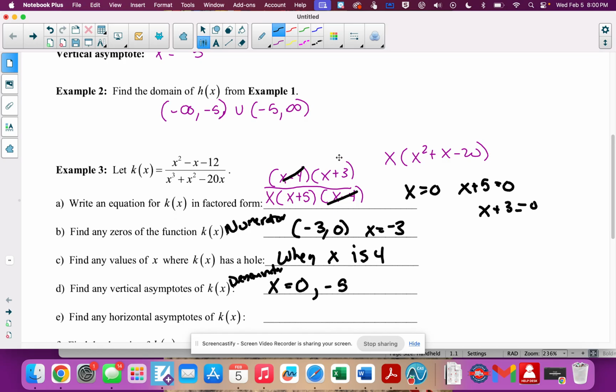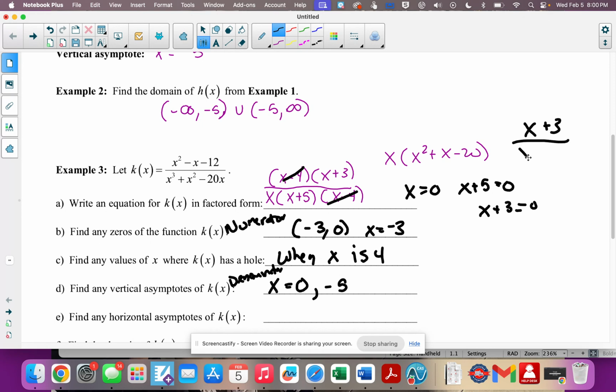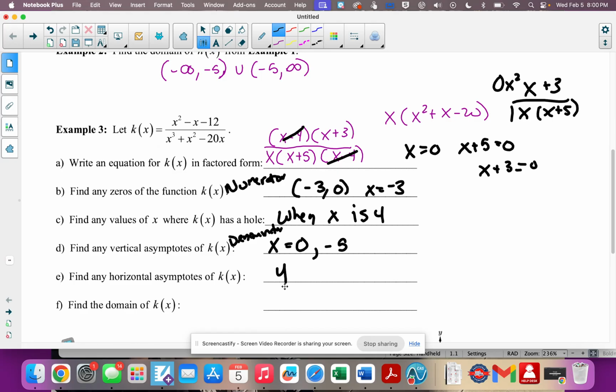Horizontal asymptotes are based on leading coefficient, okay? So if we look at the now factored form after it's been canceled, we have x plus 3 over x times x plus 5. All right, we know that's x squared, and I don't have an x squared on top. So remember, we fill in that missing piece as a placeholder. I have 0x squared on the top and then basically 1x squared on the bottom. So my horizontal asymptote is going to be 0. All right, it's bottom heavy. It should be y equals 0.